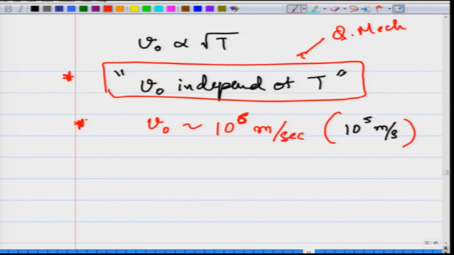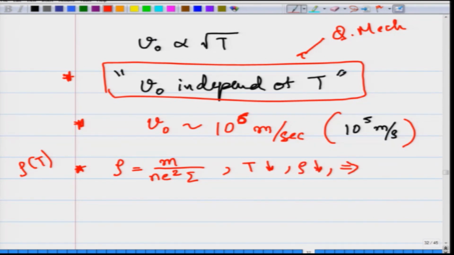Furthermore, these are some of the problems that you encounter which are not explained by the Drude model: the mean average velocity of the electron inside the solid is much larger than 10 raised to 5, it is 10 times larger. V naught is independent of temperature, and if you actually measure the resistivity of the material as a function of temperature, you will find that the resistivity decreases. So, the resistivity, which is equal to m over n e square tau, as T is lowered, the resistivity decreases, which implies the tau increases.